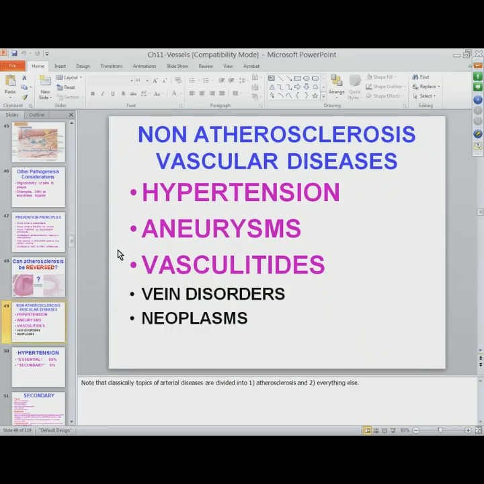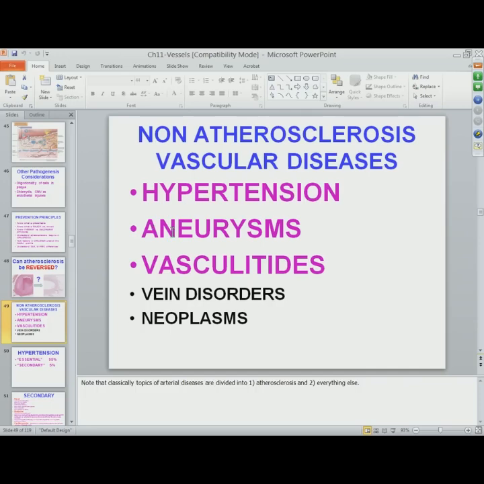We're done with the big discussion on atherosclerosis, which is the majority of the meat of this chapter. We're going to talk about a few other topics, not quite as lengthy. We're going to talk about hypertension. Remember, I'll be talking about this in the chapter on the heart as well, under hypertensive heart disease.